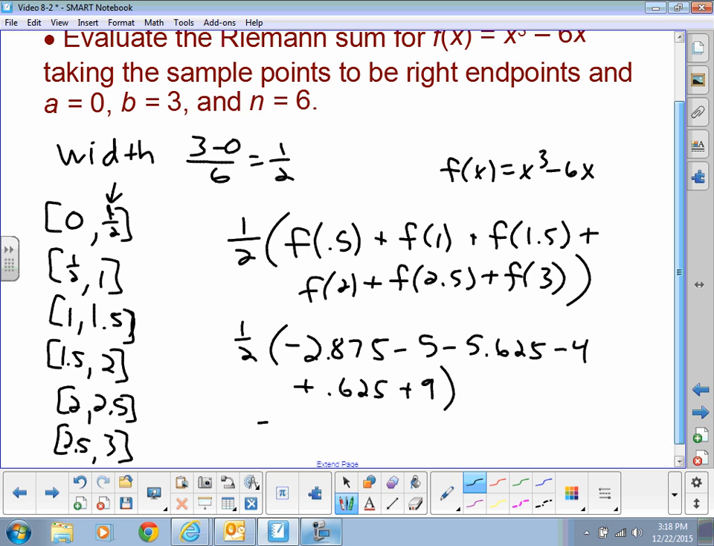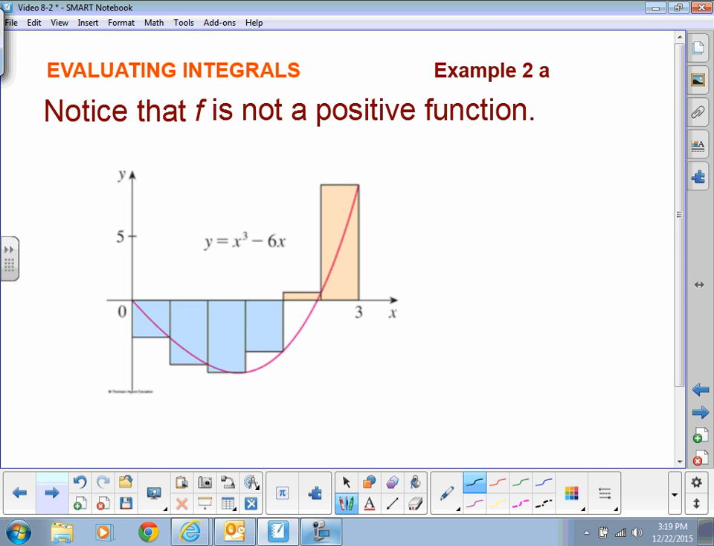And if we punch that all in, we get negative 3.9375. And this is an estimate of our area between the graph and the x-axis. Now, because it's negative, that means we must have more area underneath the x-axis than we have above the x-axis. And here's a picture of what we see. So we have 4 of those rectangles with their right-hand reference points. We're below the x-axis, and then 2 of them were above.